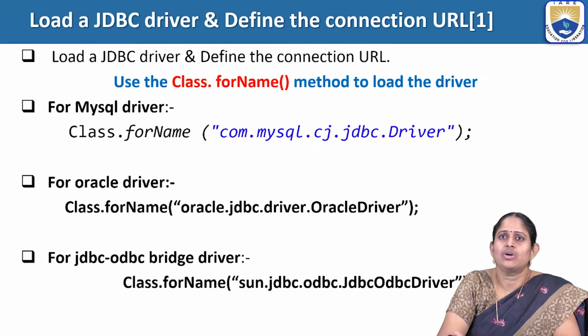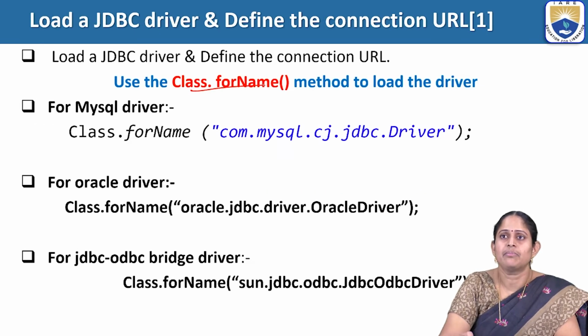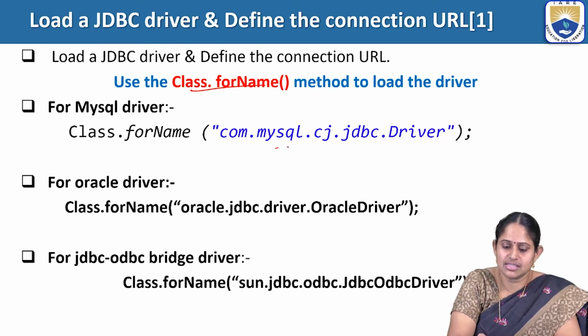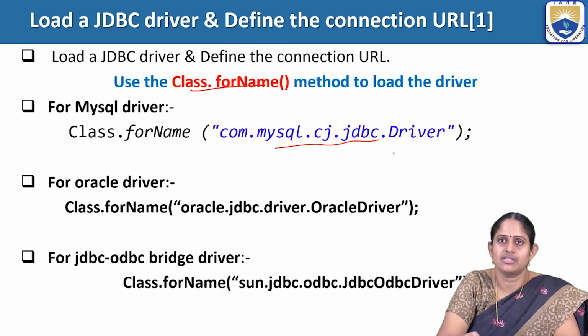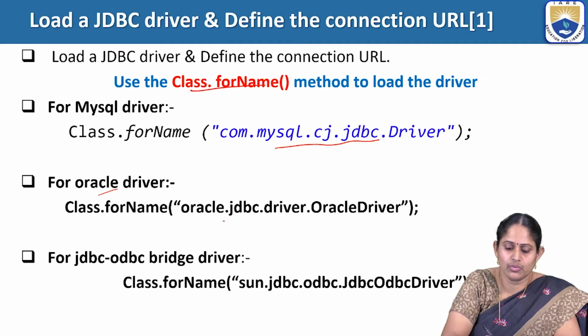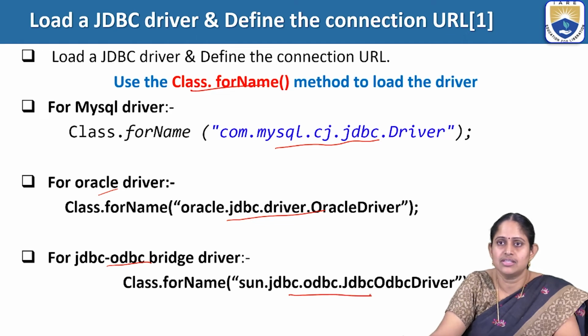So the first step is to load a JDBC driver and define the connection URL. We make use of the Class.forName method to load the driver. If we are making use of the MySQL driver, this is our syntax: Class.forName com.mysql.cj.jdbc.Driver. This is the statement which we use to load the driver in case we are using MySQL. In case we are using Oracle, then we have to go with this statement. And for the JDBC-ODBC bridge, we make use of this statement.